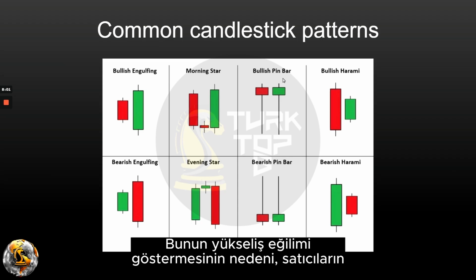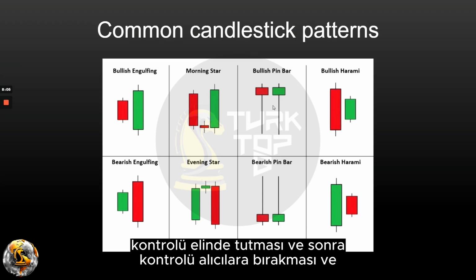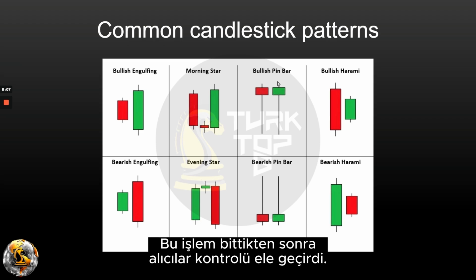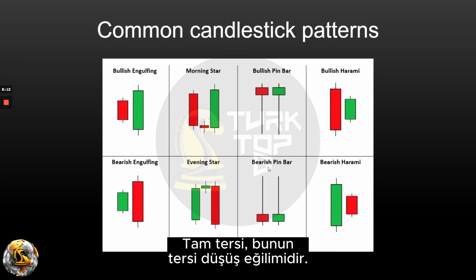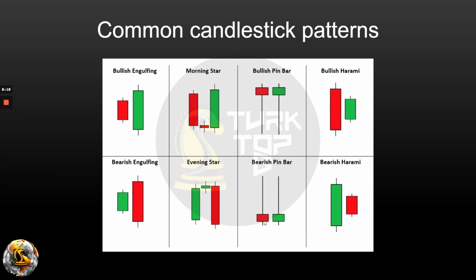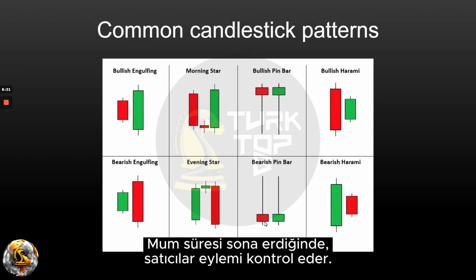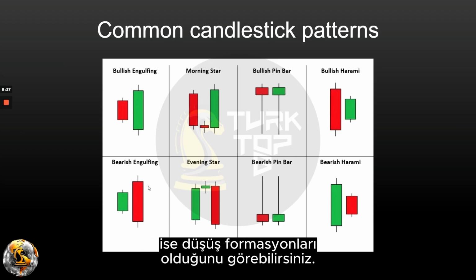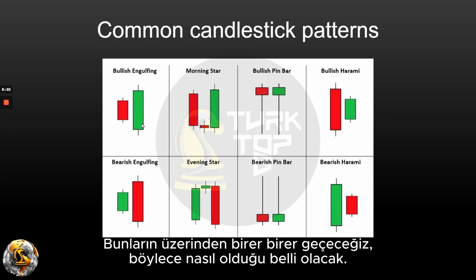The reason this one is bullish is because the sellers had control and then they gave up control to the buyers, and the buyers ended up with control after this action is over. The vice versa, the reverse of this, is the bearish. The buyers have control and at some point they give up control. By the time the candle time frame is over, the sellers are in control of the action. So you can see the top ones are bullish patterns, the bottom ones are bearish patterns. We'll go through them one by one so it will become obvious.